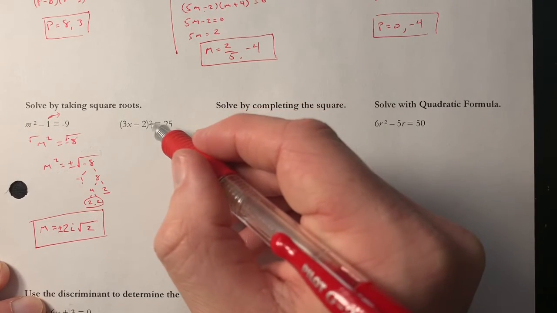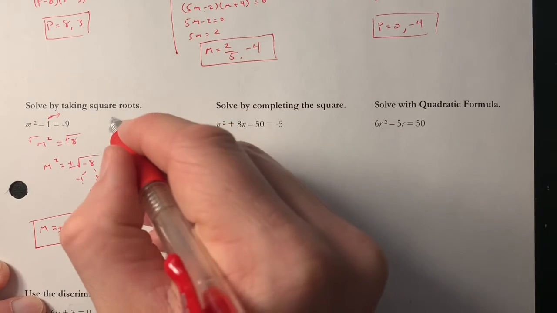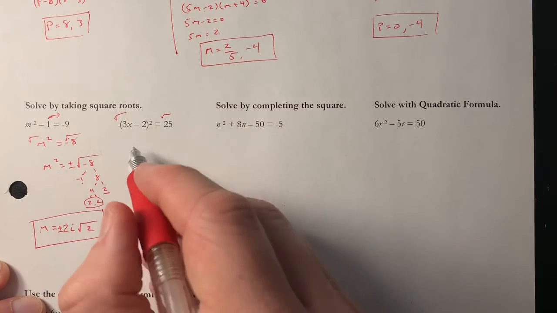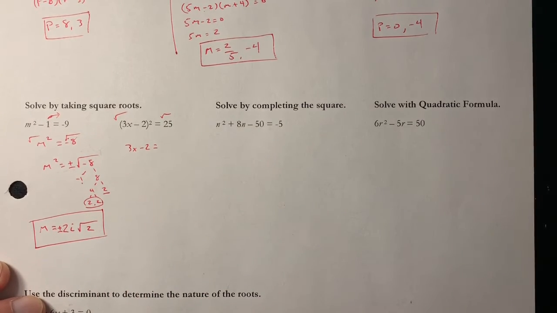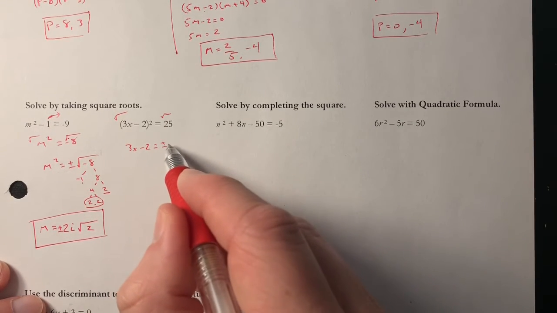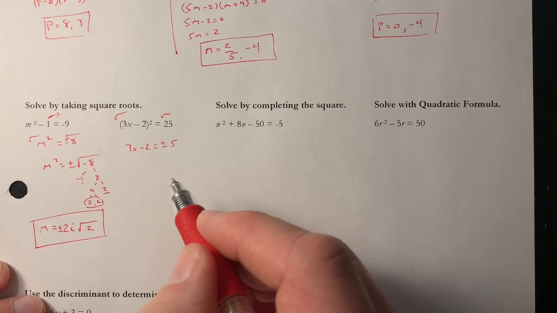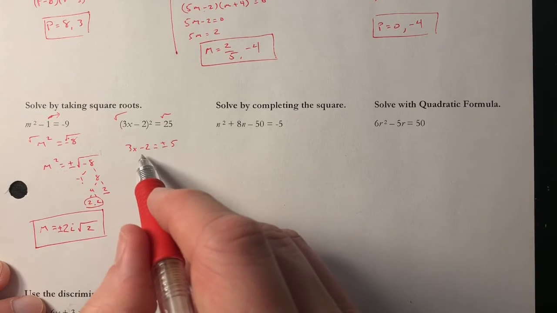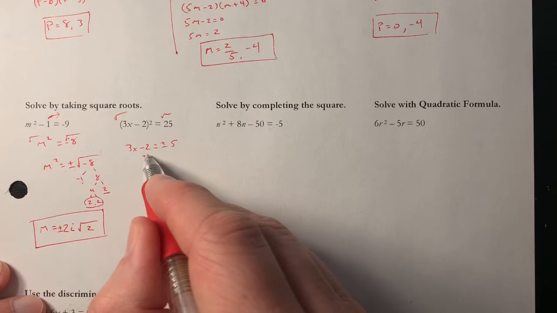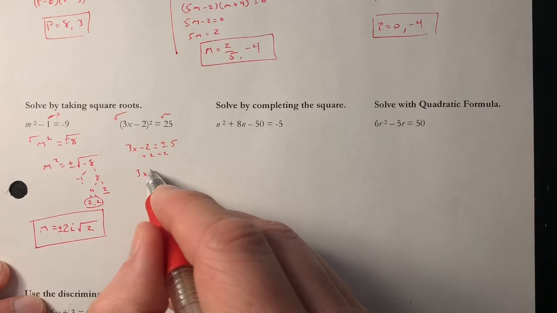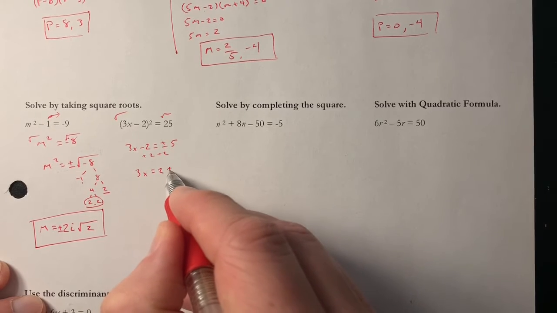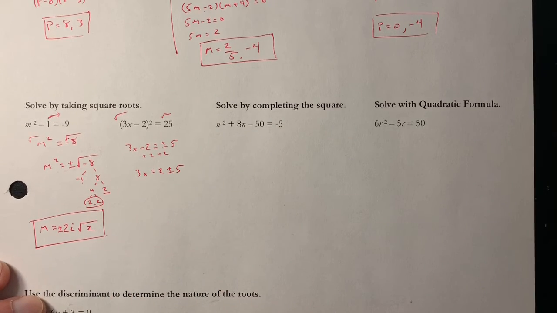Okay, this one is ready to take a square root in my first step. So I get 3x minus 2 equals, and for the square root of 25, that's plus or minus 5. Okay, so now I can add this 2. So that's going to look like this. 3x equals 2 plus or minus 5.